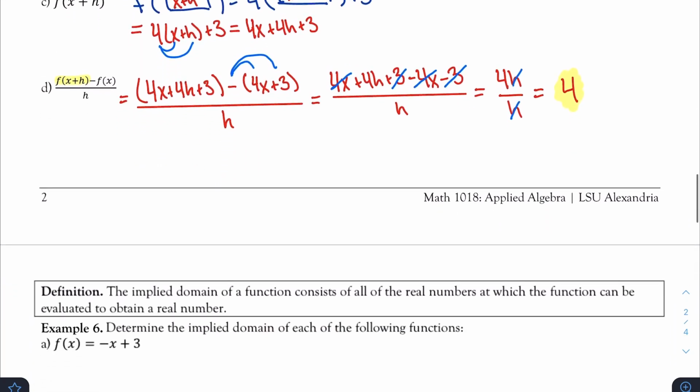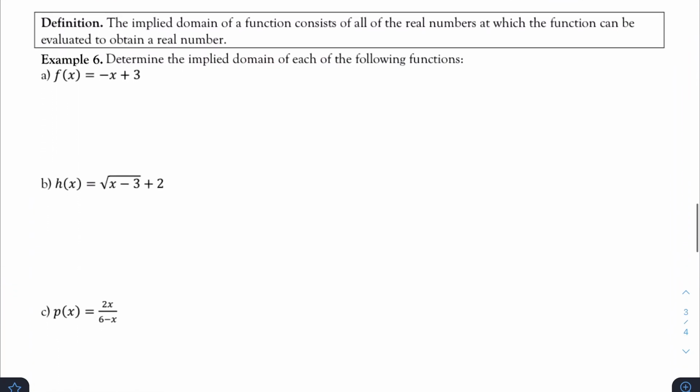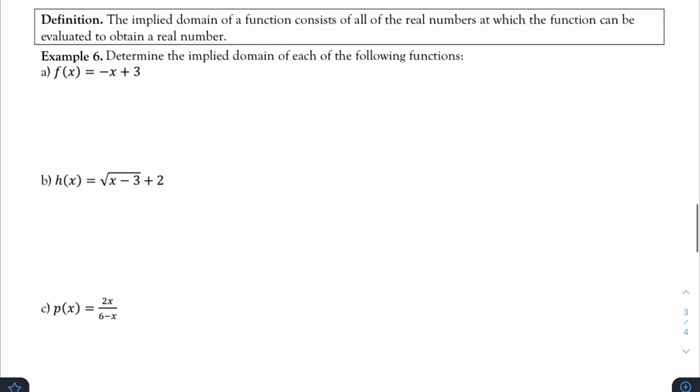The last topic I want to cover in this video is something called the implied domain. The implied domain of a function is all the real numbers at which the function can be evaluated to obtain a real number. In other words, when I'm asking for the implied domain, we are working with a function equation, and I'm asking what numbers you are allowed to plug in such that I get a real answer.